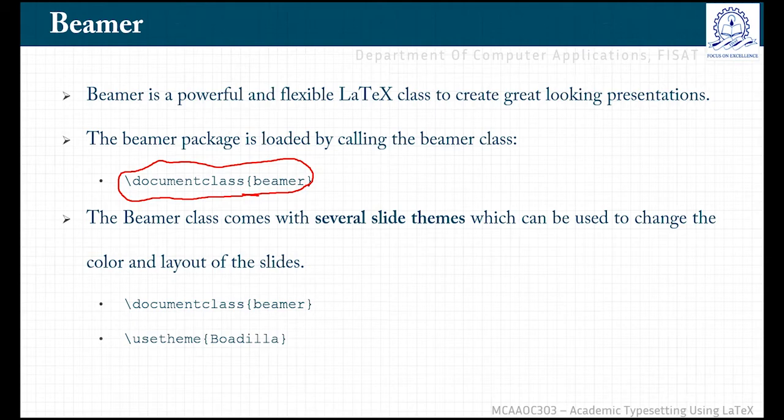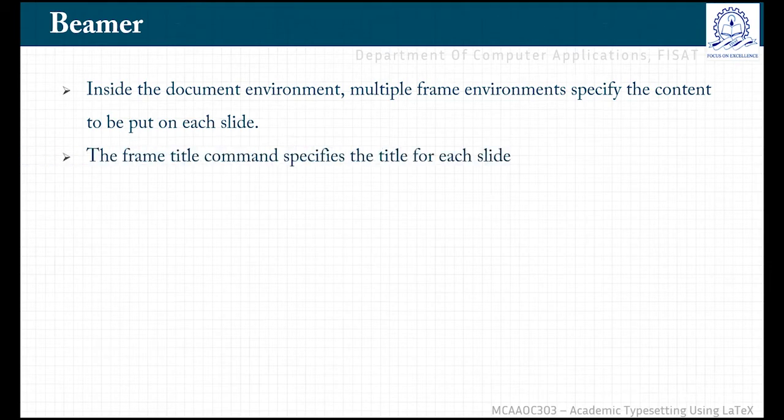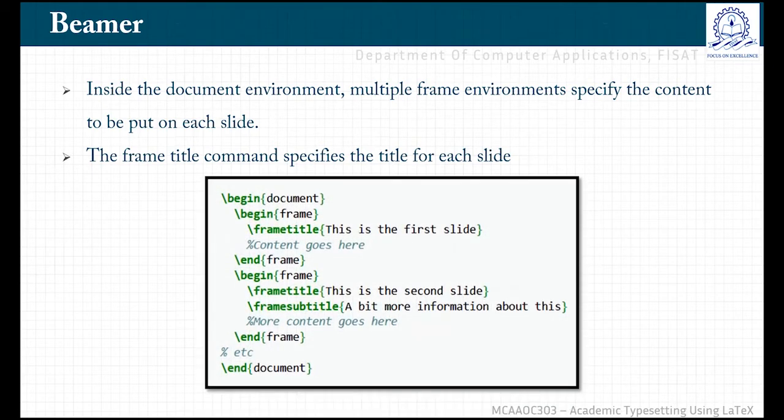This is an example for that. Here a theme named Boadilla is used. So we can include that in the document by using the use theme command. A number of different themes are available in the repository. Now inside the document environment, multiple frame environments are there. It specifies the content to be put on each slide. The frame title command specifies the title of each slide. This is the basic structure of a Beamer document.